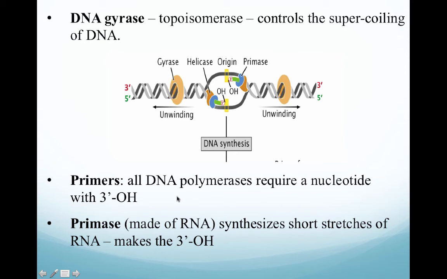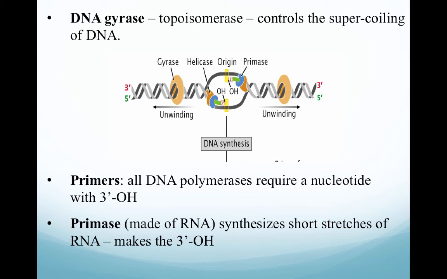And then there are the enzymes that are actually going to help out with the replication process. These are all DNA polymerases, and there's a whole family of them. We'll talk about them again in a minute. They each are going to require a nucleotide that has an OH group on the 3' position.